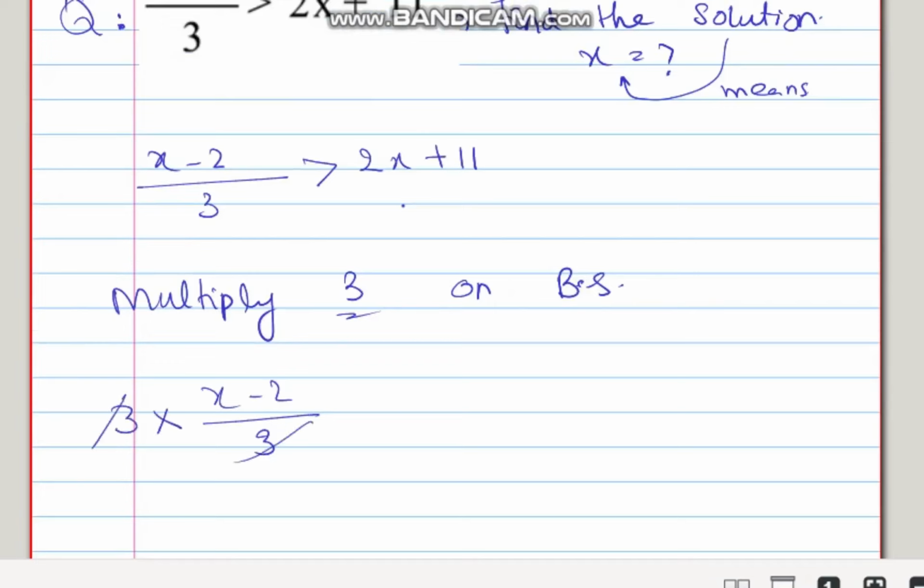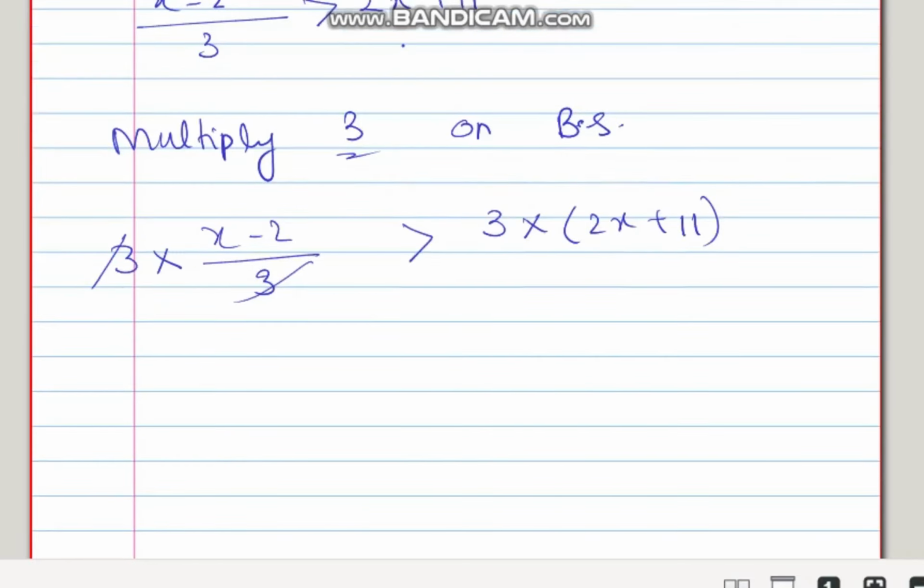This 3 will be cancelled out with this 3, and greater than 3 will again multiply with this one, 2x plus 11. And now we have x minus 2 greater than 3 multiplied by 2 is 6, and 3 multiplied by 11 is 33. I am writing here 6x plus 33. So please, this is the main point.